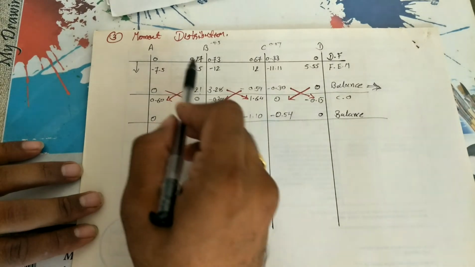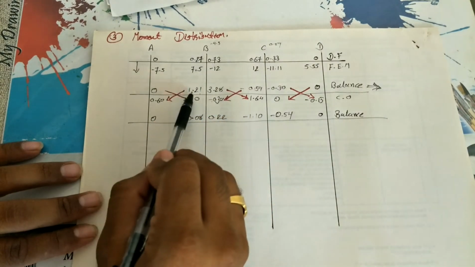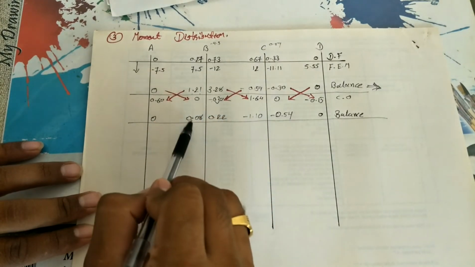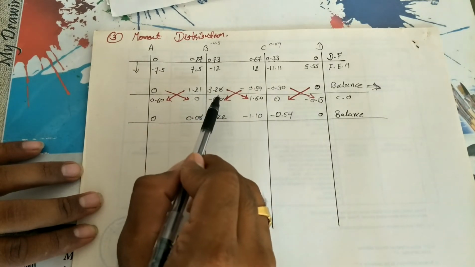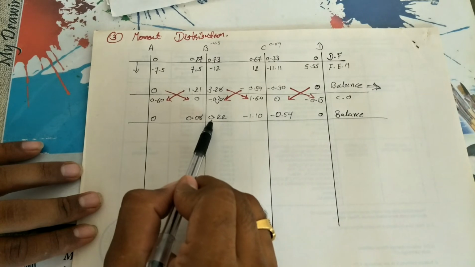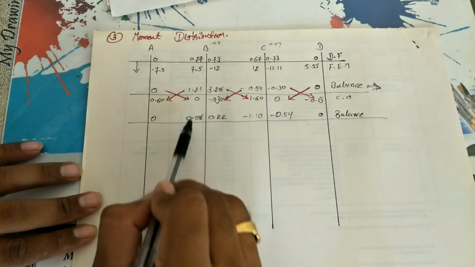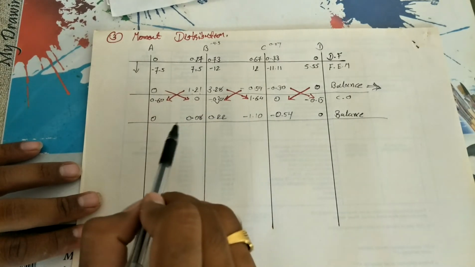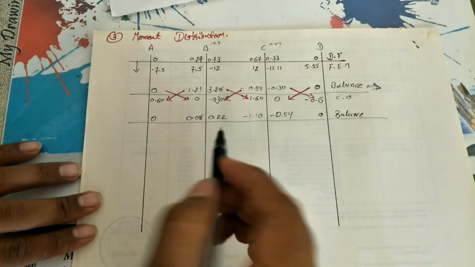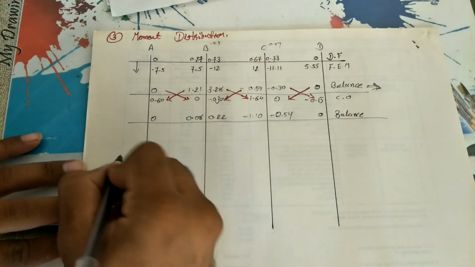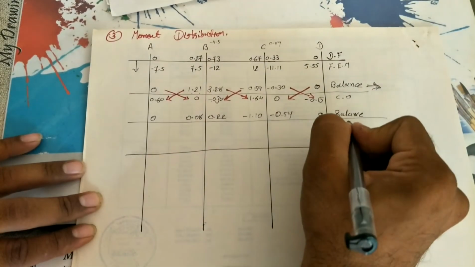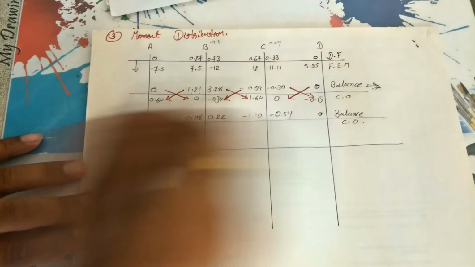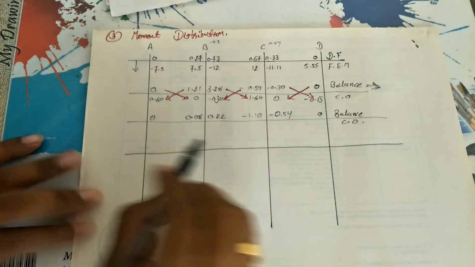Again I am checking all these answers: 7.5 plus 1.21 plus 0 plus 0.08 minus 12 plus 3.28 minus 0.30 plus 0.22, but the answers are again not matching. Okay, so we have to again carry over and balance. So how can I carry over?